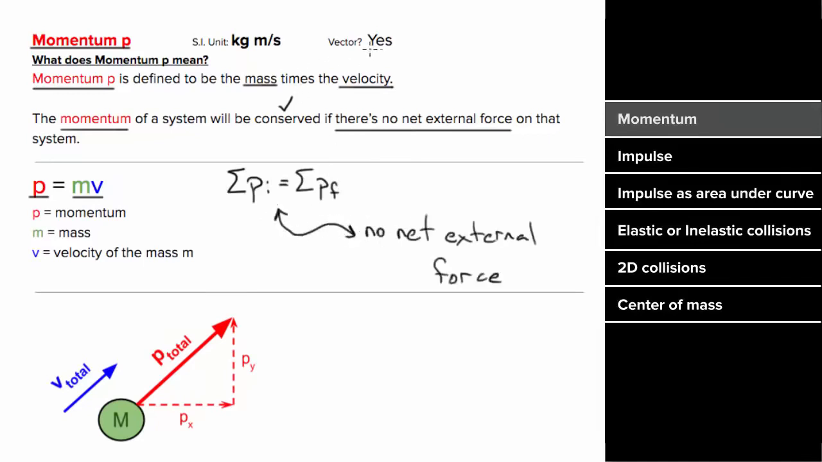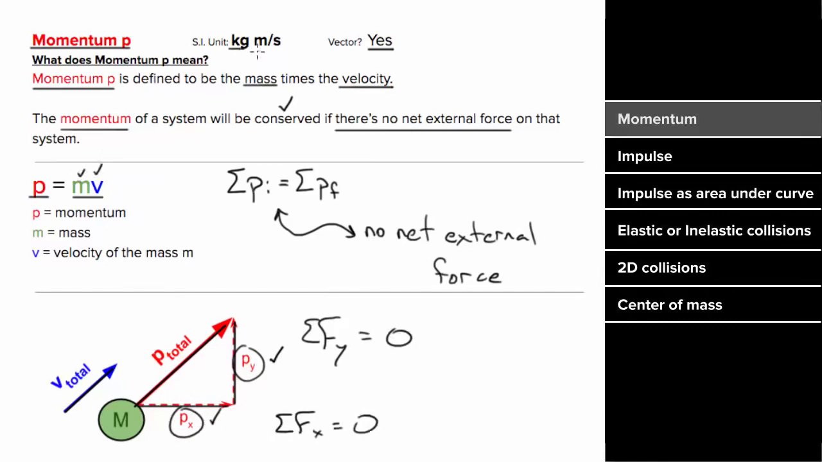And momentum is a vector. That means it has components. The total momentum will point in the direction of the total velocity. And the momentum in each direction can be conserved independently. In other words, if there's no net force in the y direction, then the momentum in the y direction will be conserved. And if there's no net force in the x direction, the momentum in the x direction will be conserved. Since the momentum is m times v, the units are kilograms times meters per second.